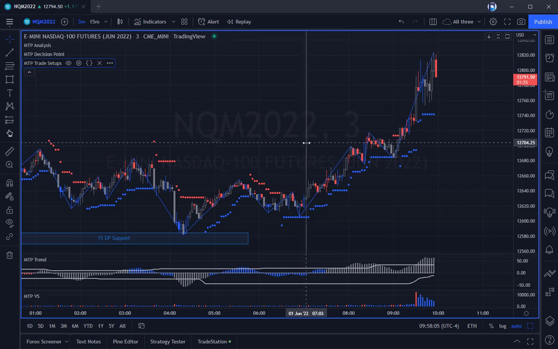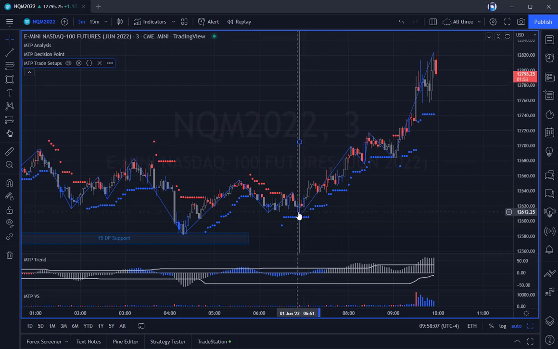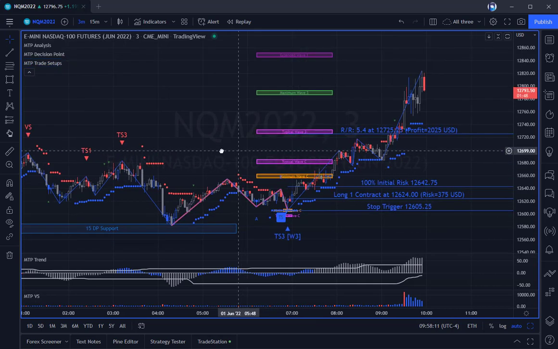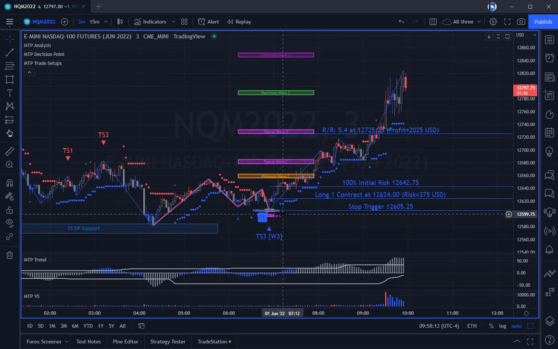So I'll just grab and drag it onto that blue buy bar at the TS3 low, the TS3 buy low, and then it will place the analysis on for you. Very easy indeed, as you can see. The market went up nicely and then reached your first target where potential 5.4 hour profit was available.